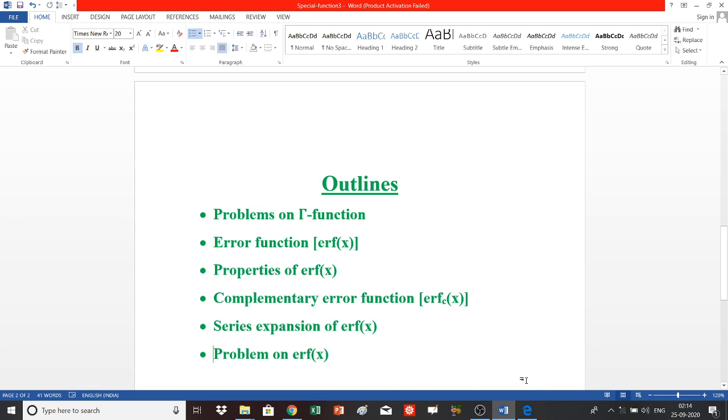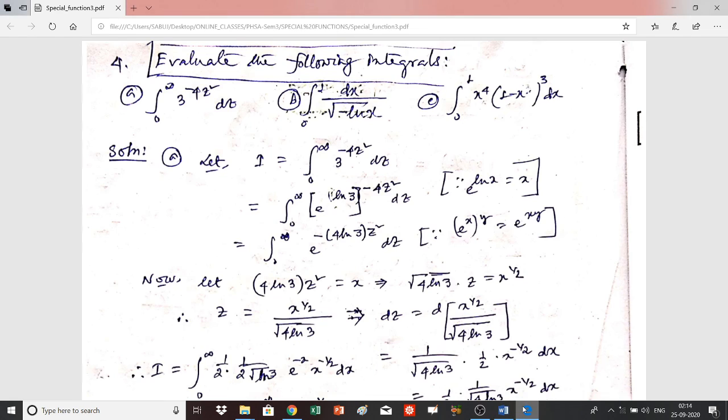So now come to the first topic of this class, to evaluate some problems. As we have evaluated some problems up to serial number 3 in our previous class, that is, in lecture number 2 of this series, the problem now has serial number 4. It consists of 3 integrals given here, and we have to find their values. Now come to the first one, which is: let I equal the integral from 0 to infinity of e to the power minus 4z square dz.